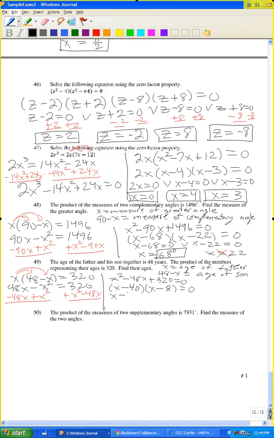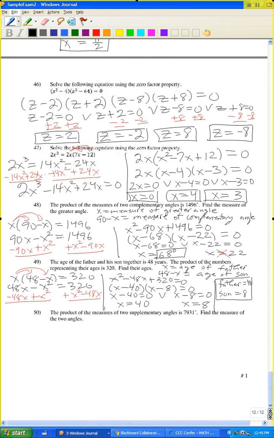Set each factor to 0 and solve for X. Add 40 to both sides of your equation. Add 8 to both sides of your equation. And so, find their ages. So the father is 40 years old and the son is 8 years old. I'm assuming the father is older. So the age of the father is 40 and the age of the son is 8.